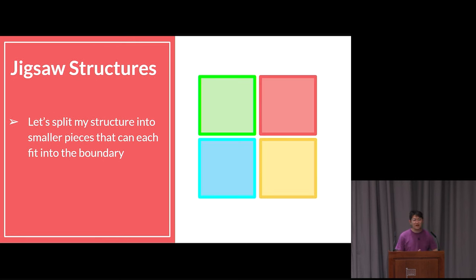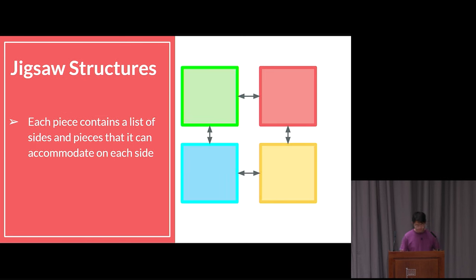So one of the answers to this is puzzle pieces. Let's split the structure into separate jigsaw pieces that each individually fit within their writable bounds. We can now say that this green piece's right side must have this red piece. And by defining which pieces can go on which sides, we can deterministically determine how to reassemble this structure over and over again, like how we calculated our caves iteratively.